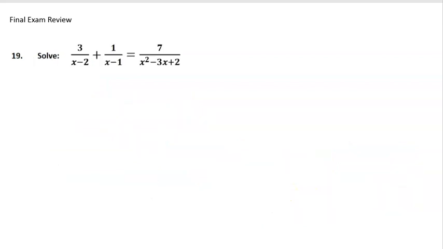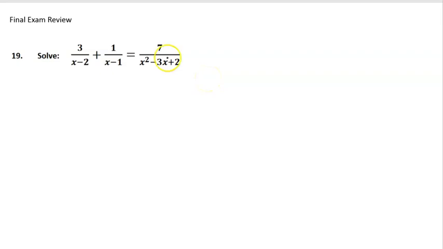Now here I'm trying to solve an equation. I'm trying to find out what x's could possibly make this equation true. The trick for this is what's called clearing fractions. So we need to find a common denominator for every fraction involved here. That includes left and right side fractions.